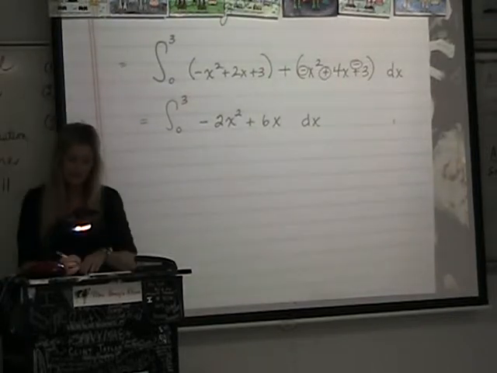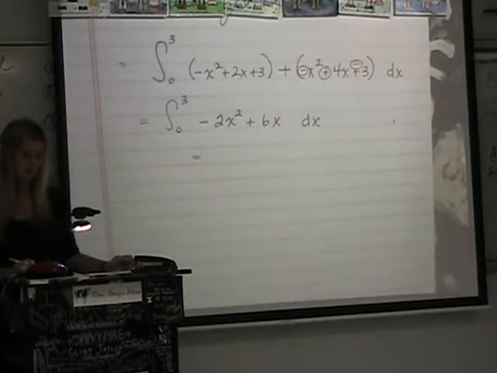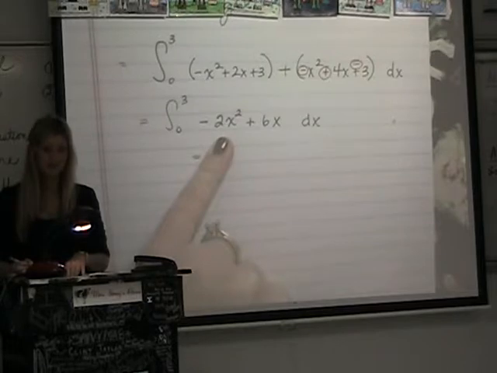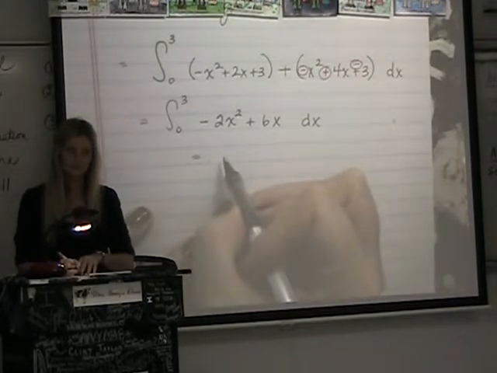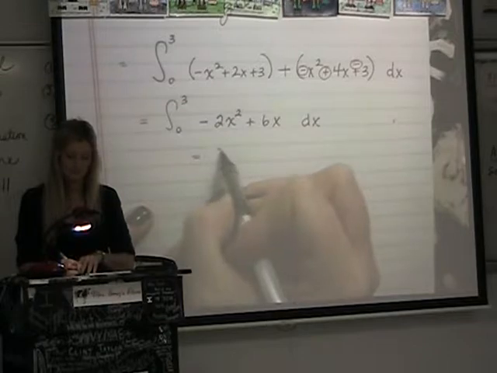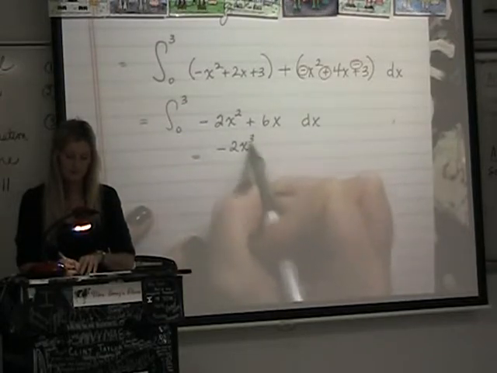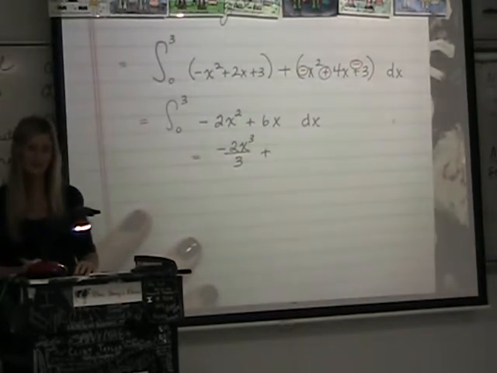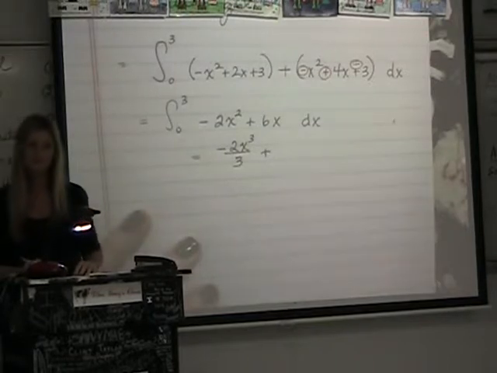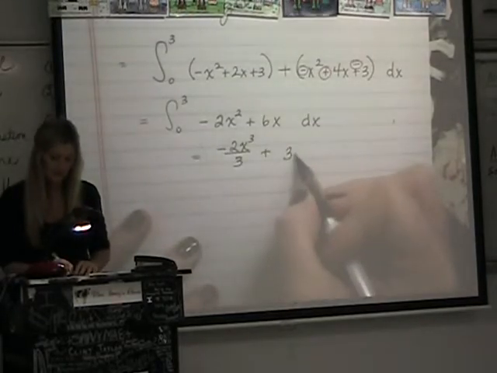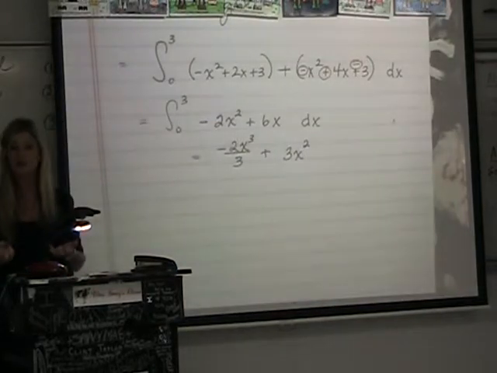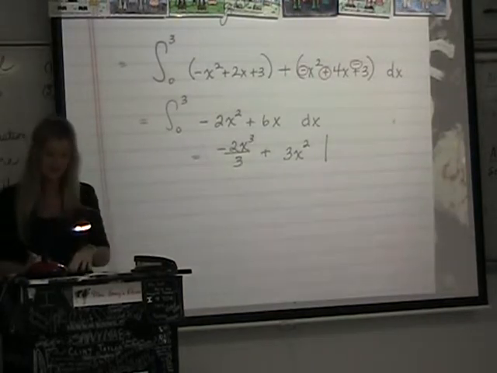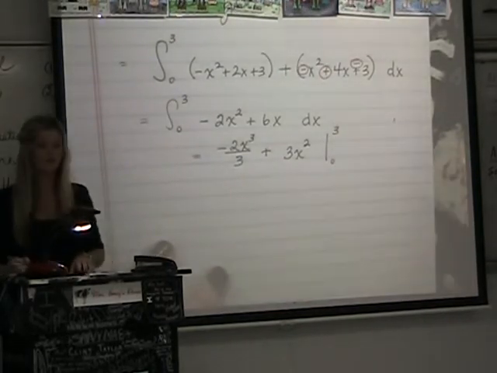And so now we take the antiderivative. What is the antiderivative of negative 2x squared? Negative 2/3 x cubed, or negative 2x cubed over 3, plus the antiderivative of 6x, which is 3x squared, good. 6x squared over 2, which reduces to 3x squared. I'm not going to write plus c because this is a definite integral that I'm evaluating from 0 to 3.